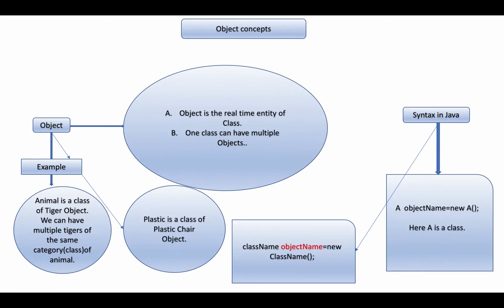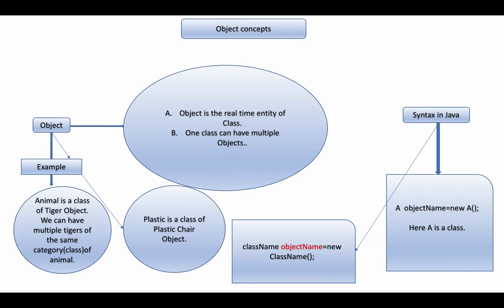So what is an object? An object is a real-time entity of a class. A class is a blueprint or type of an object. Like animal is a class, tiger is an object. Plastic is a class, plastic chair is an object. That is a somewhat unrealistic example, but still, to make it understood.